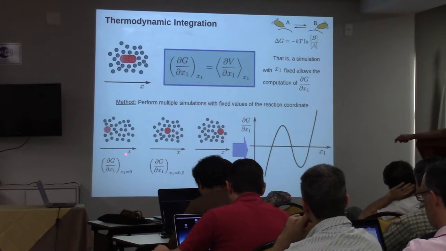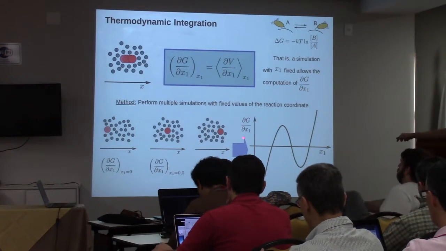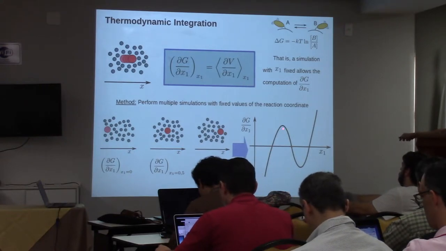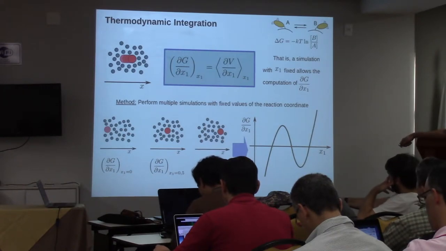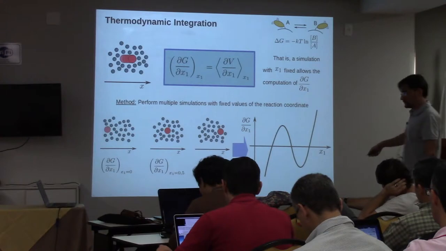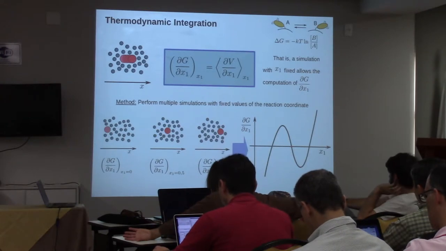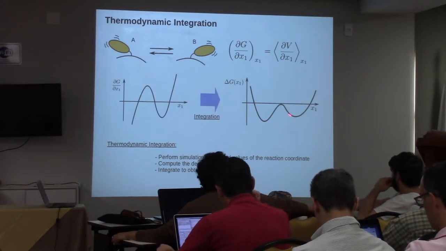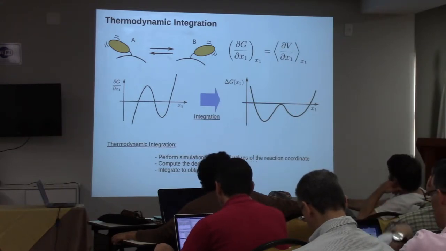So I have multiple simulations with the reaction coordinate which I'm interested in fixed at different values, and then I compute the derivative of the free energy along the reaction coordinate, each of these points being the result of a simulation in which I have computed the average derivative of the potential energy relative to a specific configuration. Given the derivative of the free energy along the reaction coordinate, of course, I can integrate this derivative and obtain the free energy profile, except for a constant, which will be the reference state which I'm interested in.